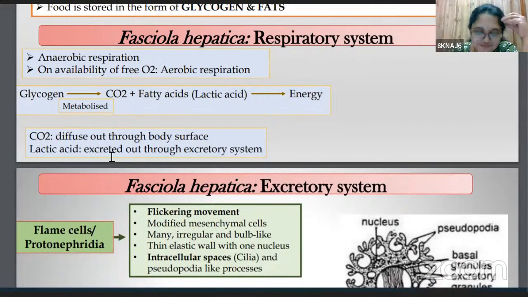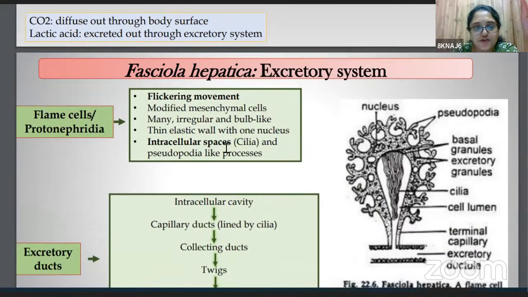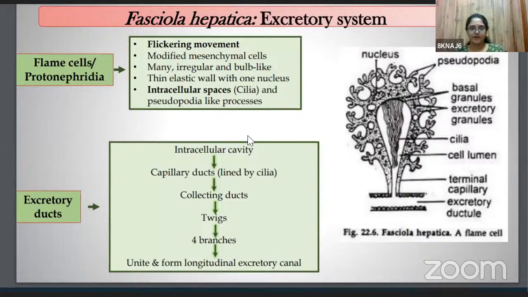Carbon dioxide diffuses through the body surface itself. It goes into the host body. Then you get lactic acid, which is excreted out through the excretory system and goes into the body of the host. When it comes to the excretory system, you have flame cells or protonephridia.